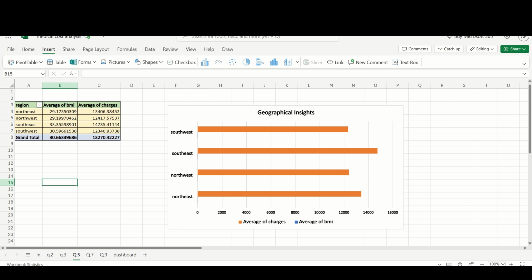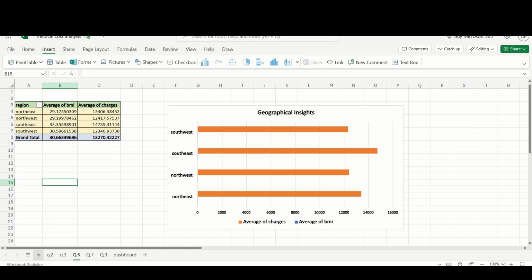So you can see in the chart, the Southeast region has a higher bar than the other regions, meaning this region has higher medical charges than the others. Also the BMI is higher than other regions, which is 33. So there is a clear link between high BMI and higher healthcare cost in the Southeast region. The preventive measures we can take, like fitness programs and diet plans, can help reduce expenses in this region.